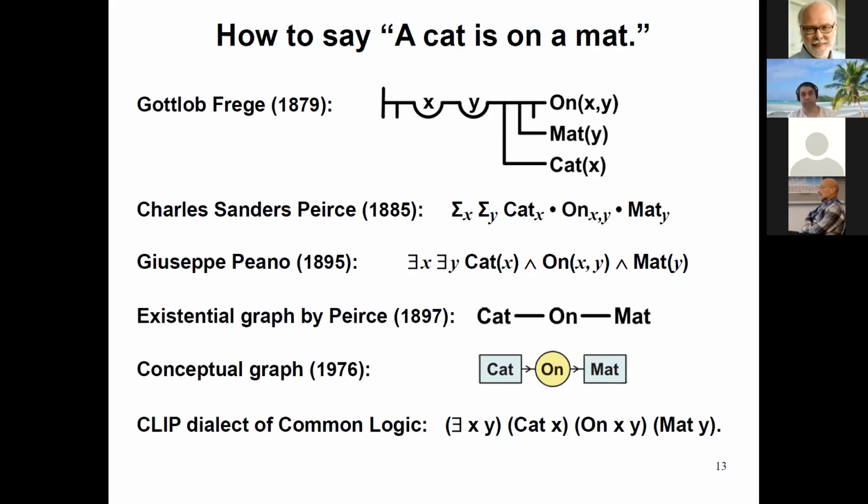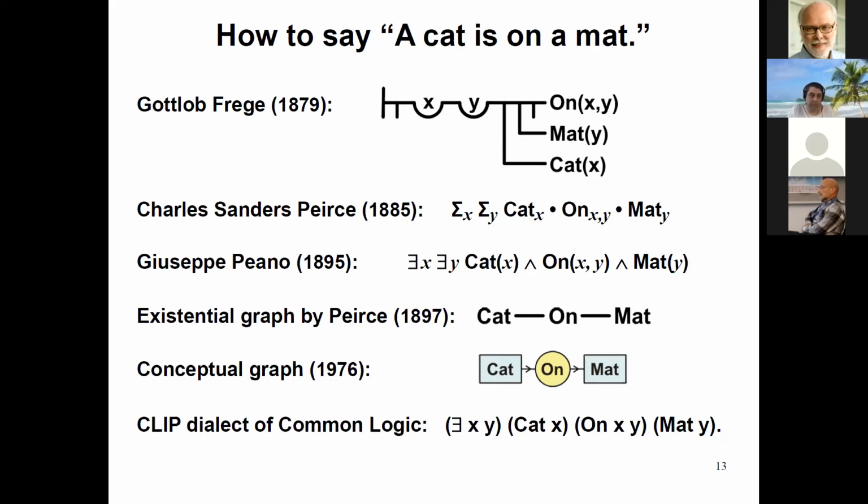Now Peirce invented the algebraic notation for first order logic in 1885, and that looks very similar to our modern notation. Giuseppe Peano changed the symbols. He used backwards E's, a backward E for there exists an X, there exists a Y, X is a cat, and X is on Y, and Y is a mat. Now, 1897 is when Peirce invented existential graphs, and there's the way he says a cat is on a mat. And you can't get any better than that. The lines represent an existential quantifier. There exists an X, which is a cat, and it's on a Y, which is a mat.